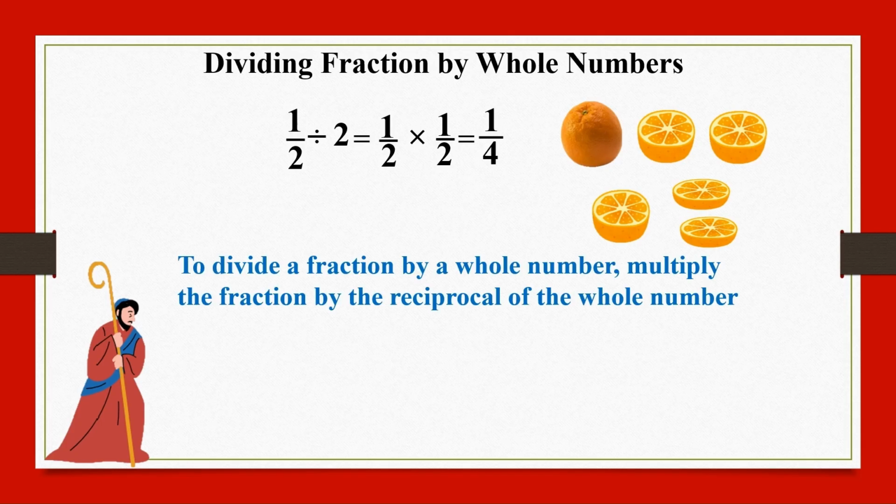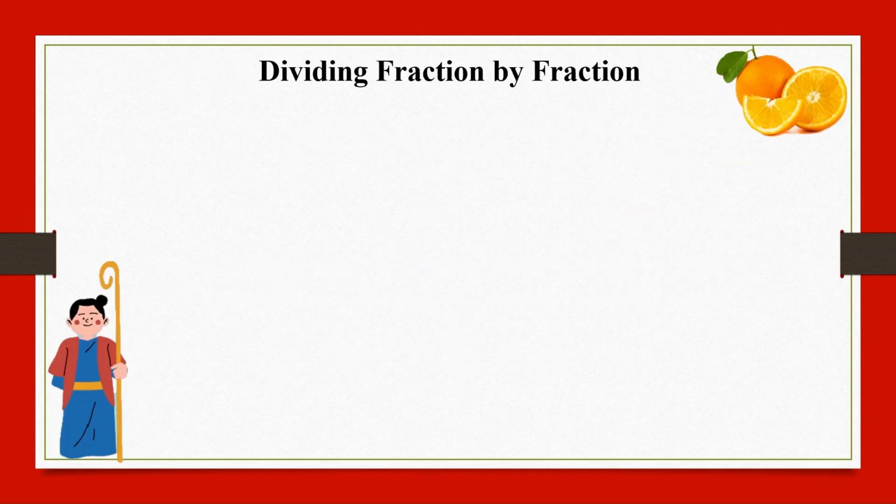That is, to divide a fraction by a whole number, multiply the fraction by the reciprocal of the whole number. Now take one more example. 3 by 4 divided by 5, which is 3 by 4 times 1 by 5, which gives you 3 by 20. Dividing fraction by a fraction.